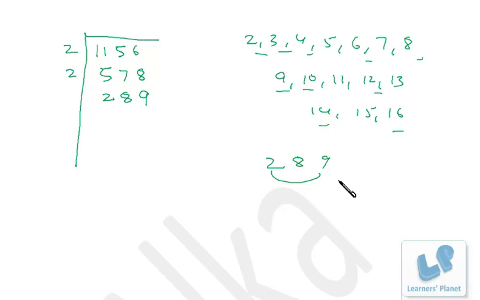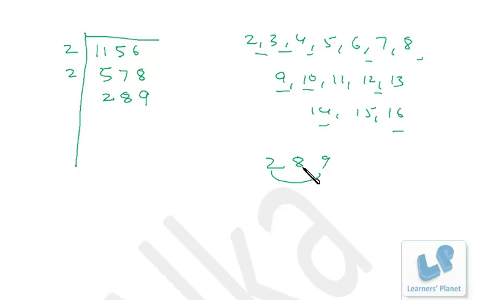Check it by 13. The same rule can be applied over here, or you can directly divide it. 13 twos are 26, 2 and 9. So we are having 3 as remainder. That means this number is even not a multiple of 13.